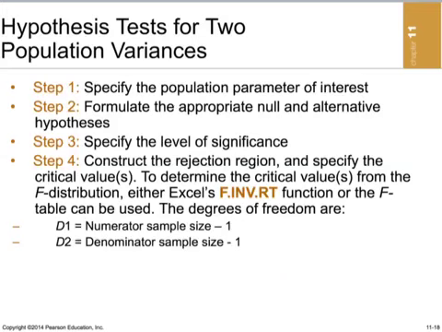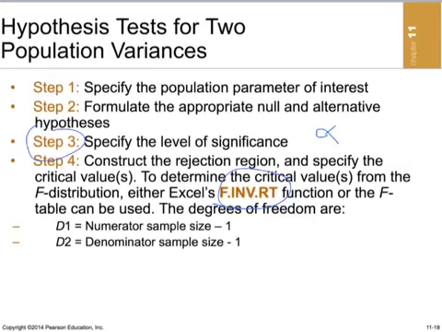So to summarize the hypothesis test steps for two population variances: Step 1, specify the population parameter of interest. In this case, the parameters are the population variances. Step 2, formulate the appropriate null and alternate hypotheses. Step 3, specify the level of significance, alpha. Step 4, construct the rejection region and specify the critical values from the F distribution, or use Excel if you're planning on using Excel. But in an exam situation or a classroom situation, you may not have the benefit of Excel, so you want to learn how to use your table.